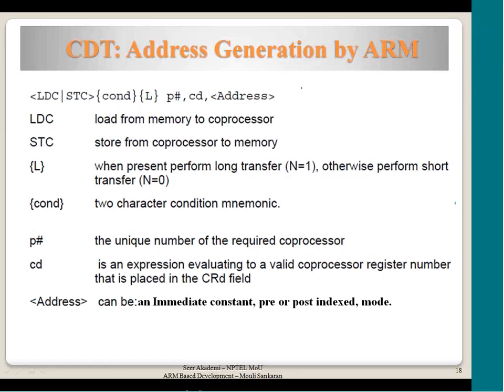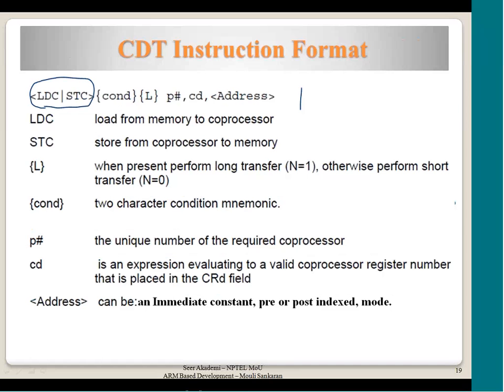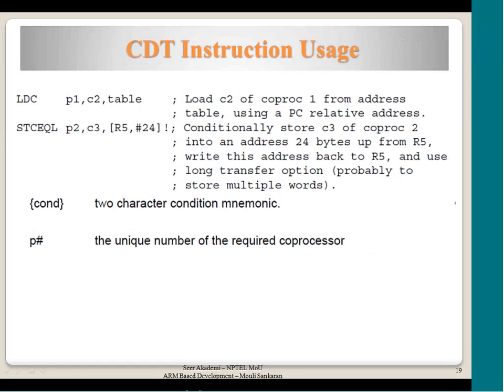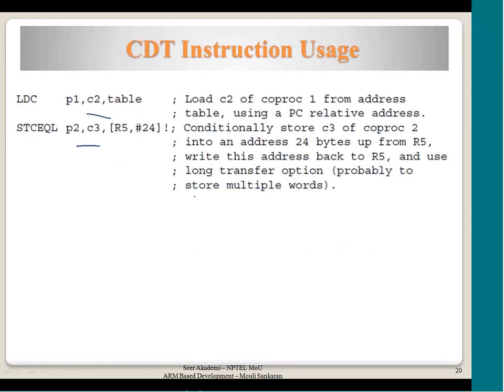It is application specific. So you can mention LDC or STC and then mention the conditional code and then which coprocessor ID and how to generate the address and then say which coprocessor register to copy that value to or from, okay. So these are some example usages of the instruction. Take R5 as a base address, add 24 to that and use that value to access the memory. It is a store. So C3 of the coprocessor is copied into this address and then R5 is updated because the exclamation mark is there, so write back happens. And what is this P2? This is coprocessor P2, coprocessor 2 is used for this transfer.